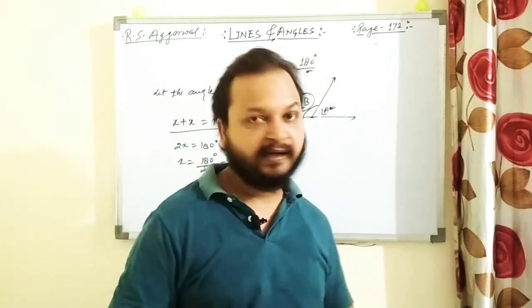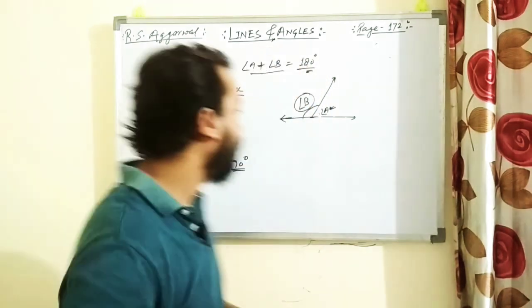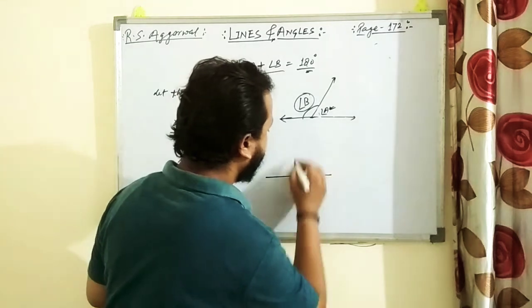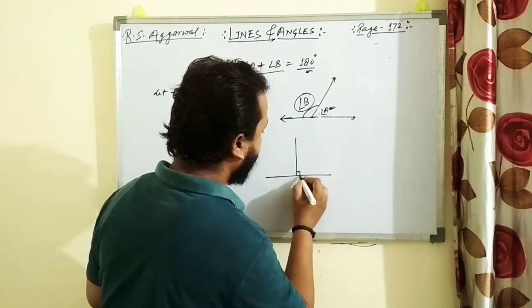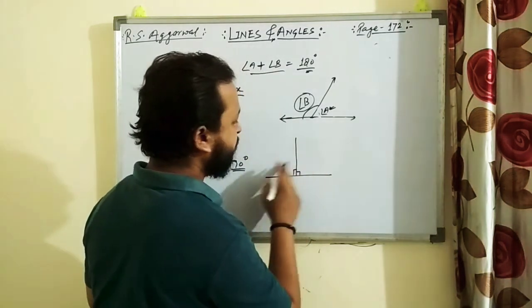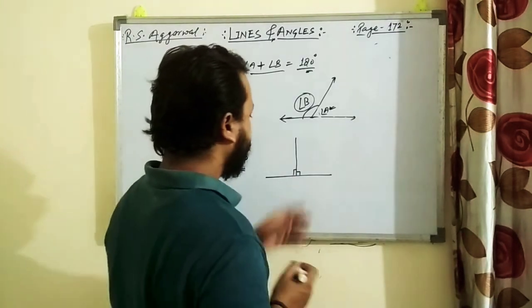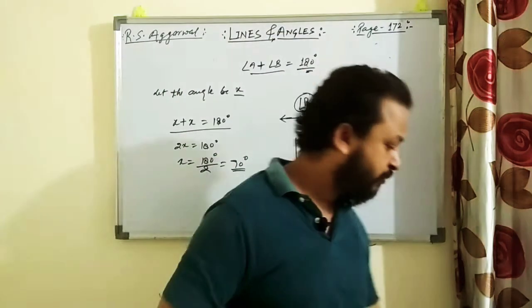So third is right angle. Yes, it is possible, because this image can be possible, right? So both the angles are right angles. So the sum of 90 plus 90 is also 180. So this is possible.